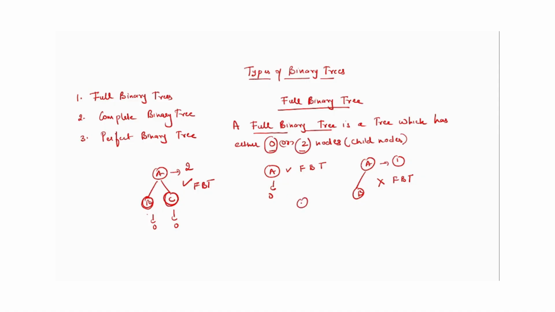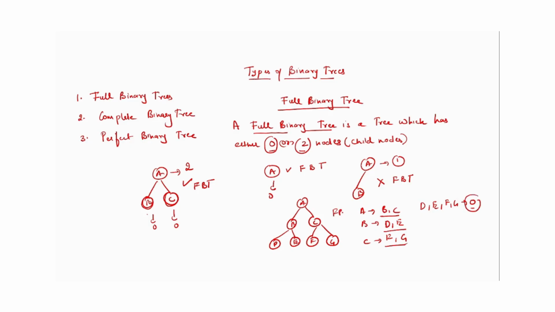So here if I say like this, A, B, C, D, E, F, G, right? This is a full binary tree. Why? Because A has 2 child nodes, B and C. B has 2 child nodes, D and E. And C has 2 child nodes, F and G. And D, E, F, G have 0 child nodes. Therefore, every node in this binary tree has either 2 or 0 child nodes. Therefore, this is a full binary tree, right? I hope you have understood full binary trees.